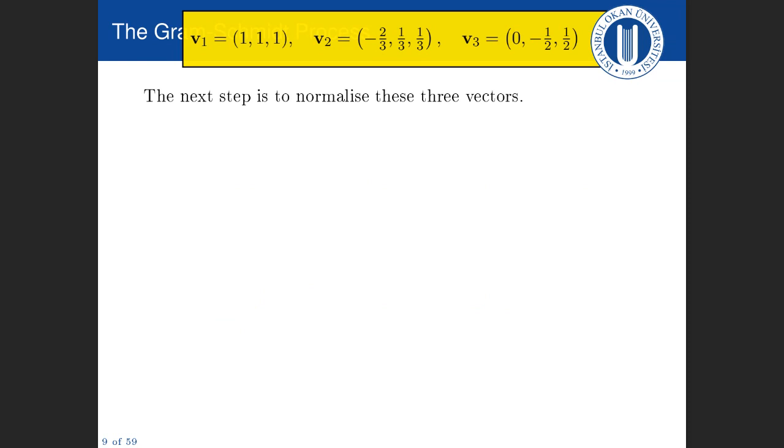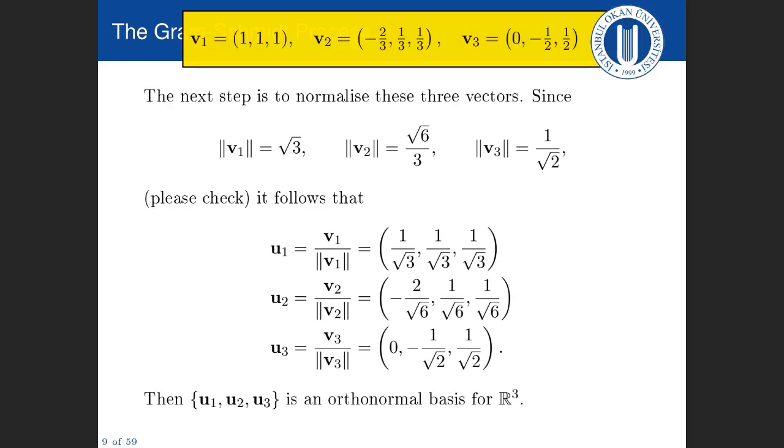So we have our orthogonal basis. The next step is to normalize these vectors. We can calculate the norm of v1, the norm of v2, and the norm of v3. I'll leave these for you to check. And then we'll divide each vector by its norm to create these three unit vectors.